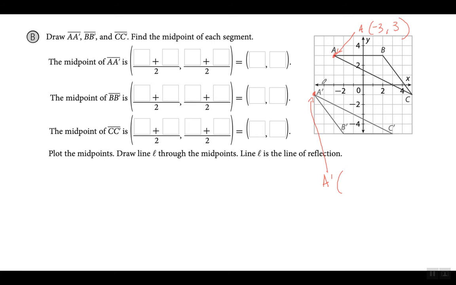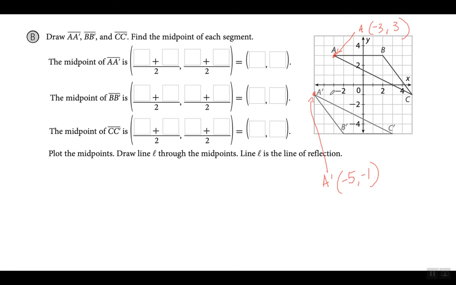I sound like a pirate there. Hopefully I got a few LOLs out there. The coordinates for A prime are -5, -1.